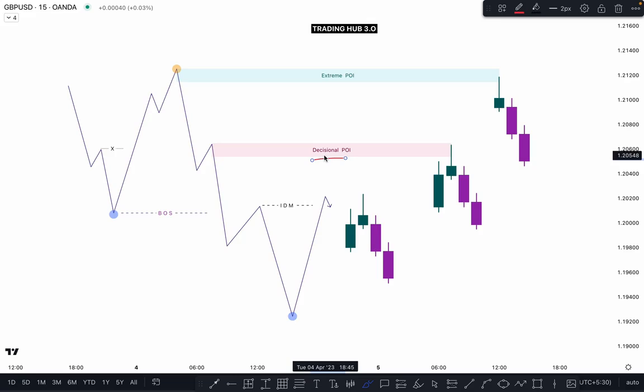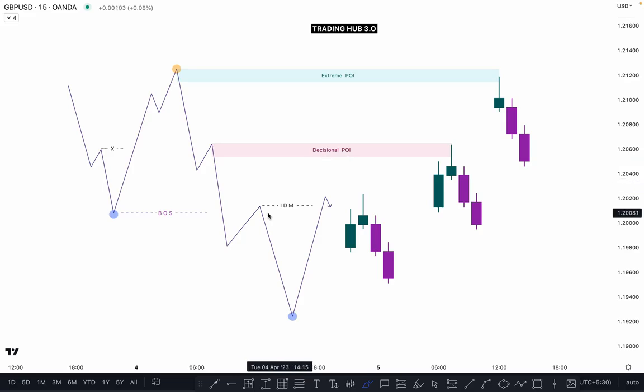To take this type of confirmation, I use the single candle order block, which I cover in this video. So this is very important and very powerful for you. This process will help you understand what to do when the market taps on your decisional and extreme POI, and how you can deal with it in a candlestick formation, right?